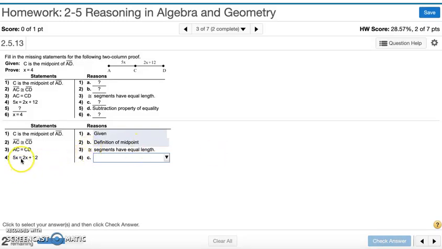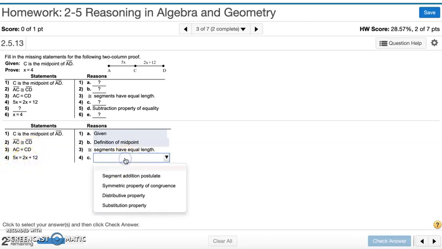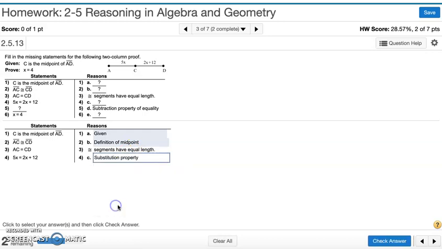Going down to 5, 3 tells us that the lengths are equal. Number 4, we have AC now equaling 5x and CD equaling 2x plus 12. So we substituted the letters for the numbers. It's a substitution property.